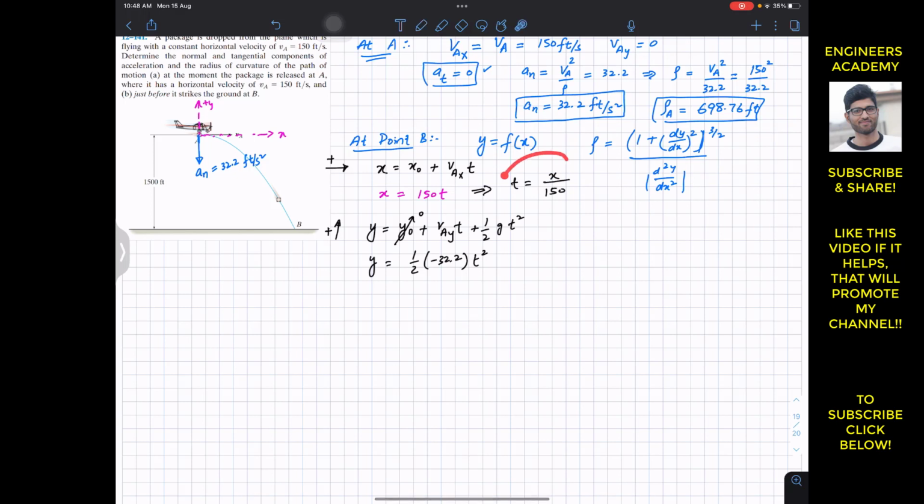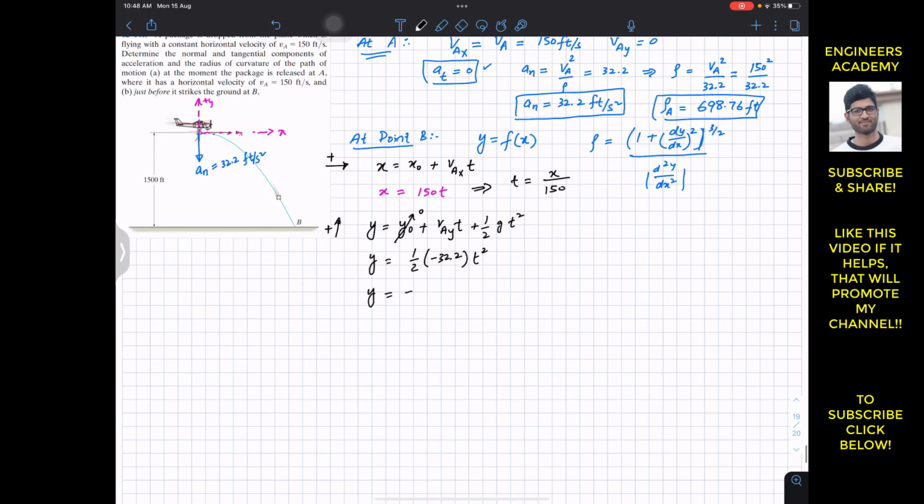So now if I substitute this t into this equation, we will have y as a function of x. So now this is y, and 1 divided by 2 into 32.2 is 16.1. So minus 16.1 into t, and t is x divided by 150. So this is x divided by 150 square. So now this is y equals minus 16.1 divided by 150 square into x square. Now this is y as a function of x.